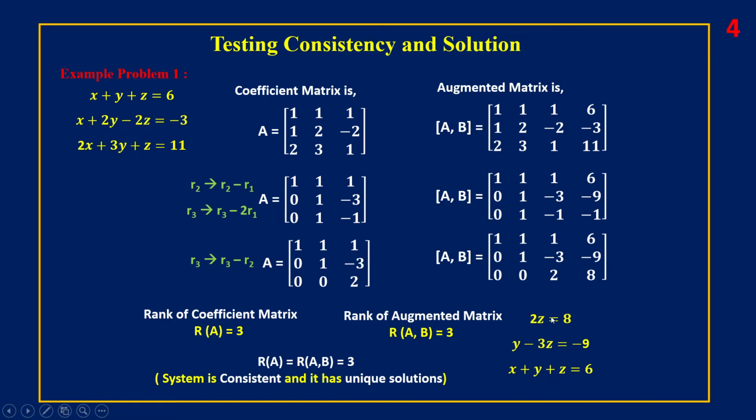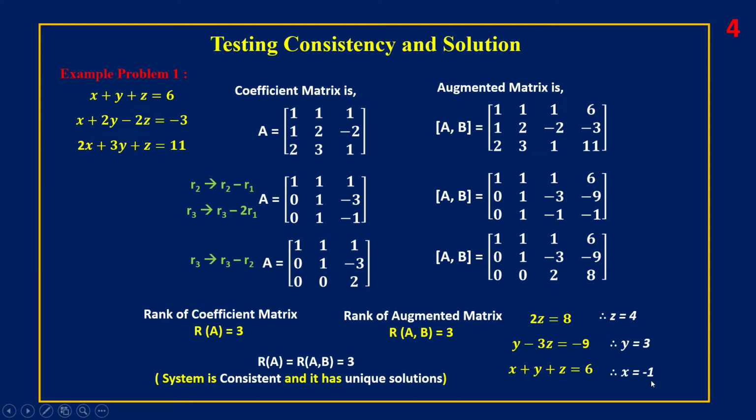From the first equation, we can find the z variable. And from this equation, let me substitute. If we substitute z equal to 4 here, y minus 3 into 4, that is 12, so y minus 12 equal to minus 9, so y equals minus 9 plus 12, that is equal to 3. And then if we substitute the y and z values in this equation, this is 3, this is 4. So 3 plus 4 is 7, 6 minus 7, x will become minus 1. So we have found the solution x equal to minus 1, y equal to 3 and z equal to 4.